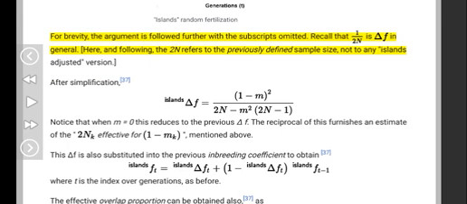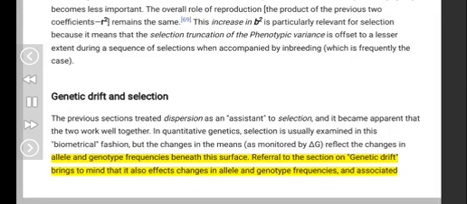Previous sections treated dispersion as an assistant to selection, and it became apparent that the two work well together. In quantitative genetics, selection is usually examined in this biometrical fashion, but the changes in the means, as monitored by delta G, reflect the changes in allele and genotype frequencies beneath this surface. Genetic drift brings to mind that it also affects changes in allele and genotype frequencies and associated means, and that this is the companion aspect to the dispersion considered here, the other side of the same coin.